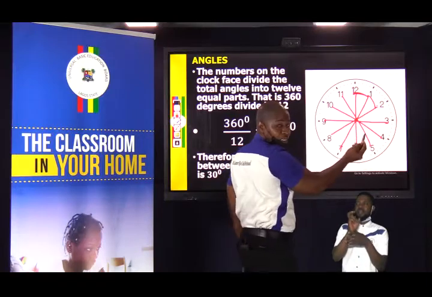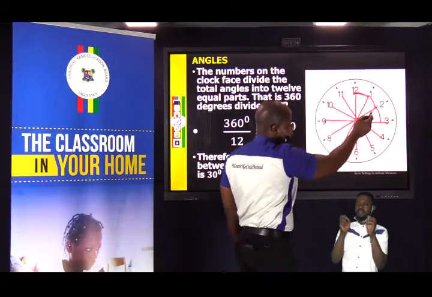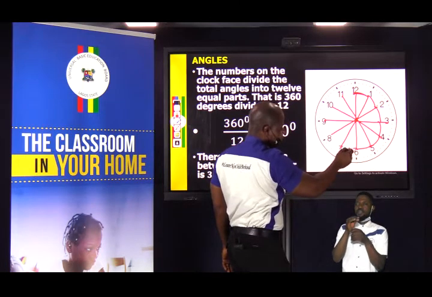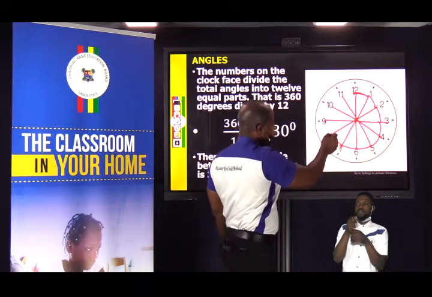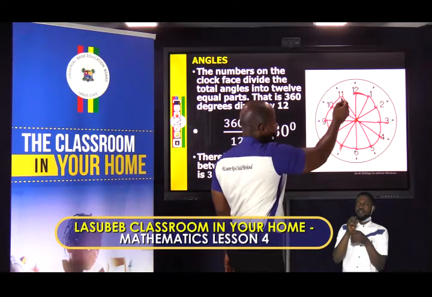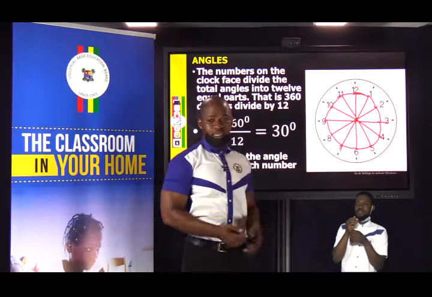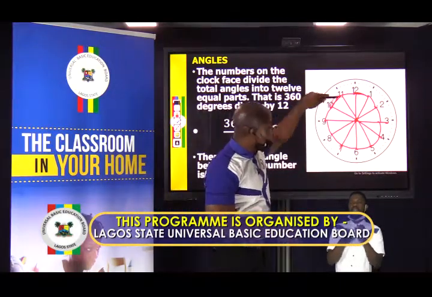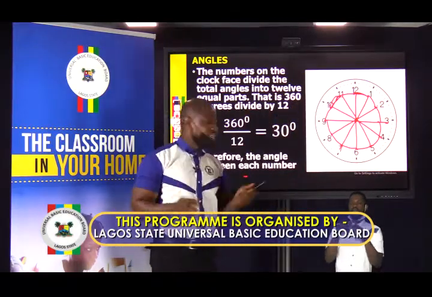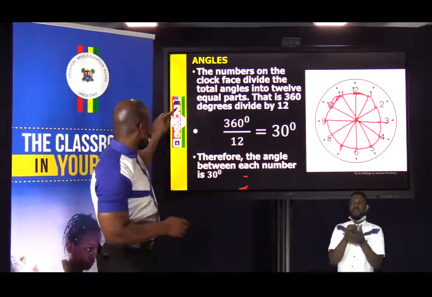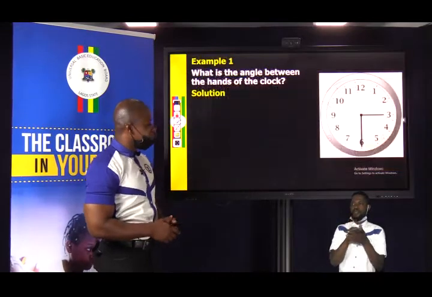30 degrees making 60, 30 degrees 90, 120, 150, 180, 210, 240, 270, 300, 330, 360. Round the circle. And so between each number on the clock face, the angle is 30 degrees. I hope that this is clear because we're going to be using that to solve many problems.